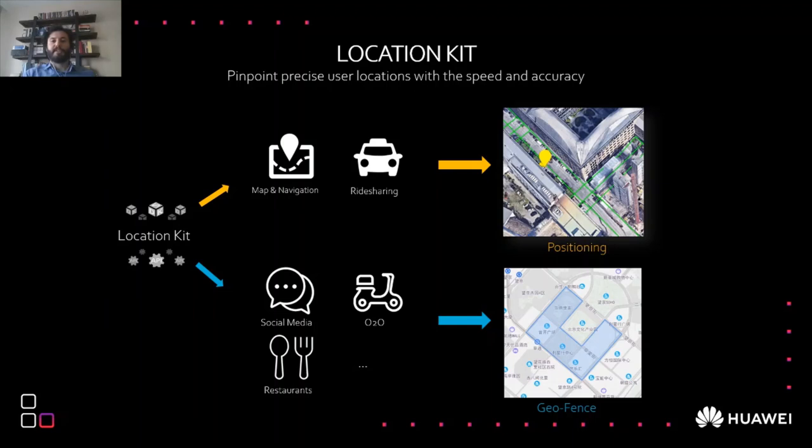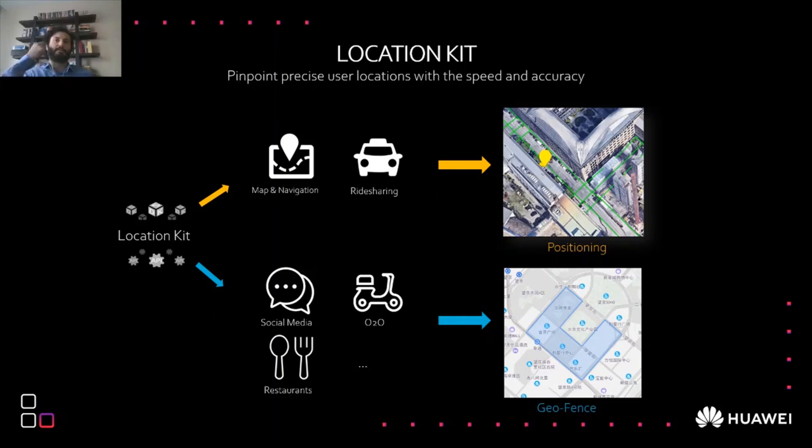So for Location Kit also, I think most of the applications using the location functionalities, especially ride-hailing apps, social media apps, or food delivery apps, mostly depend on location services. So we developed this location service. Also, you can use it with Map and Site Kit, which three of these are related to each other. So what we provide is positioning. So our location positioning is one of the best in the industry.